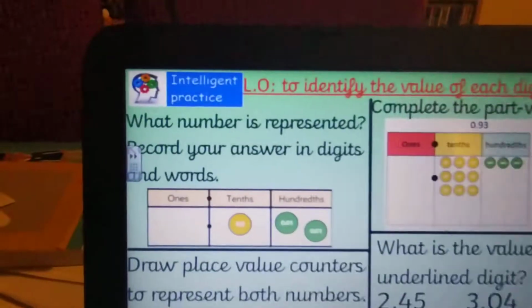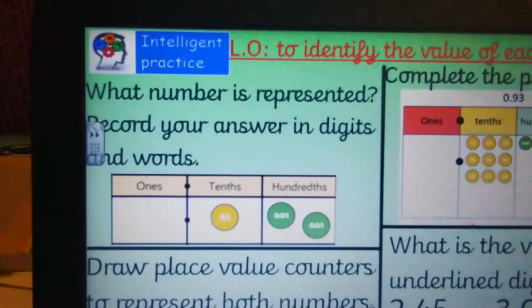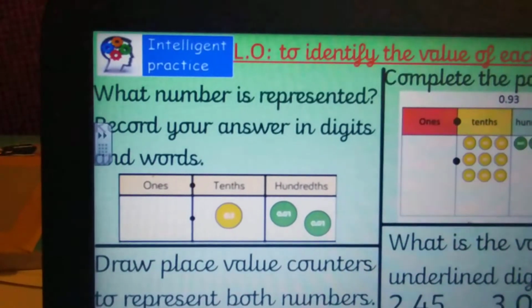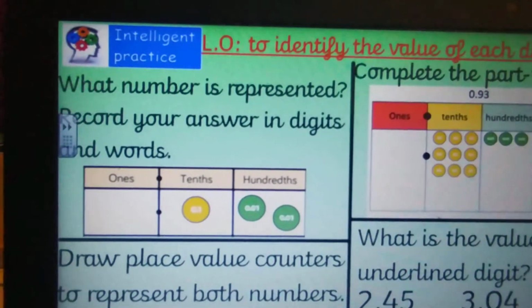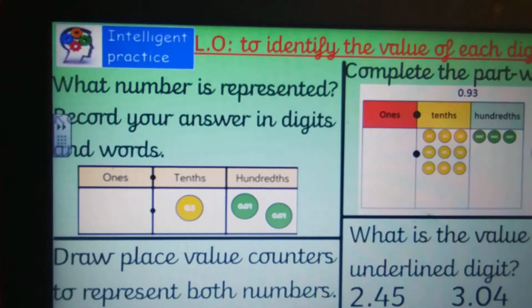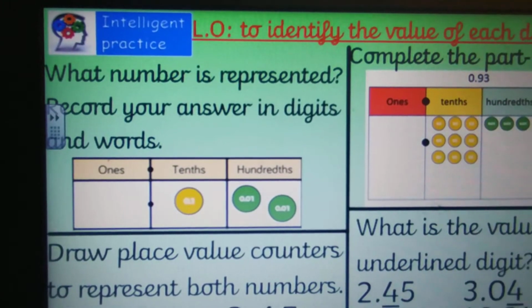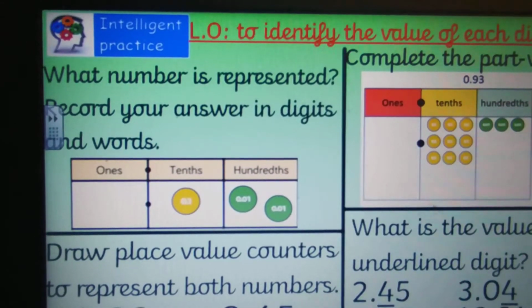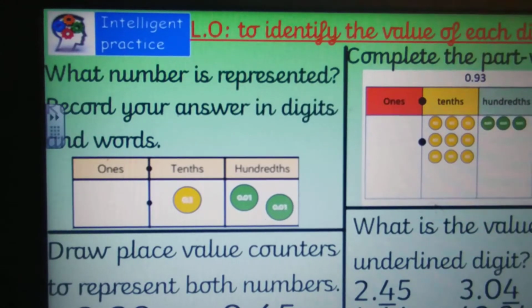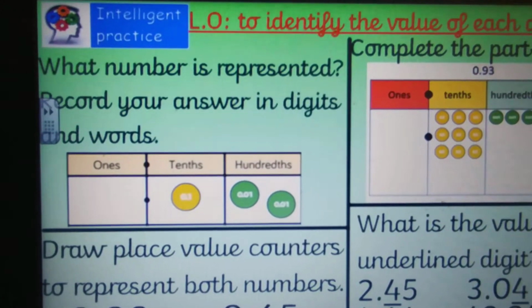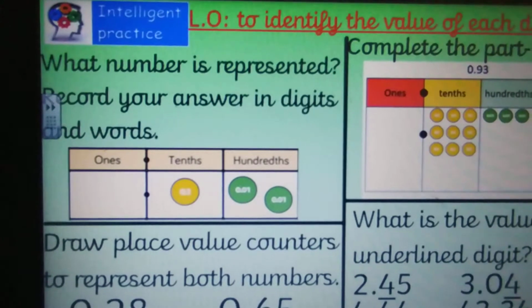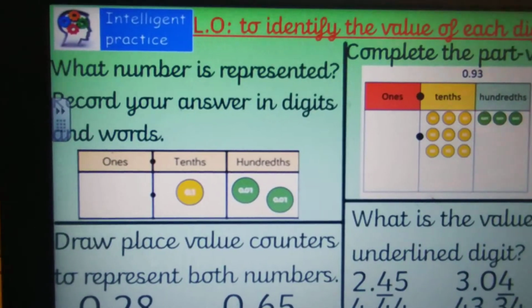So I'm just going to attempt to zoom in a little bit. So we've got: what number is represented, record your answer in digits and words. So think about how you would actually write the number down using your digits, and then how you'd write it down using words. So you're going to need to write out things like the tenths and the hundredths. Try and spell them correctly.